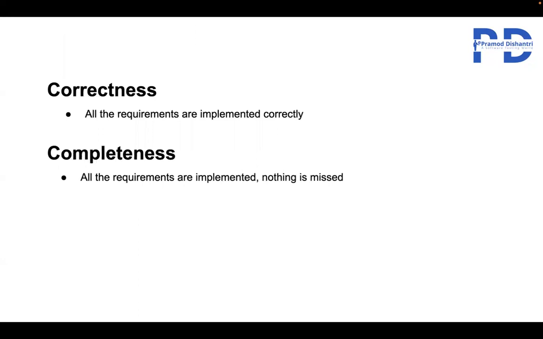Completeness means what? All the requirements are implemented. Nothing is missed, right? So let's suppose we have four requirements in the calculator: subtraction, addition, multiplication, and division. So there are four requirements. If we have implemented all the requirements in the calculator, that means nothing is missed, right? The third one is security.